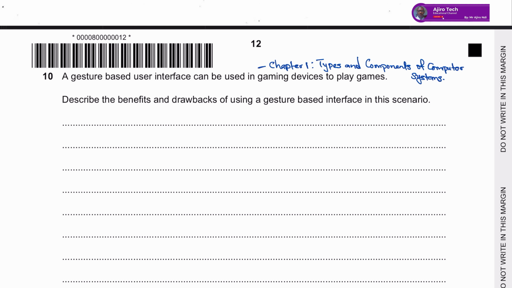So let's look at it. The whole idea of the gesture-based interface is that it uses a physical part of the body as interaction. So it doesn't rely on any form of mechanical device. It relies on human interaction by the moving of hands or head or even feet to interact with the system. So let's look at the benefits.